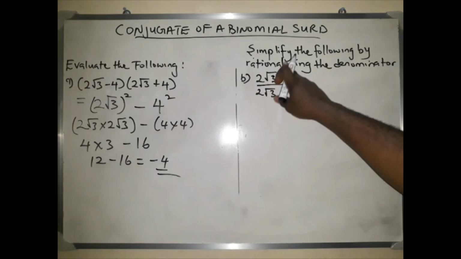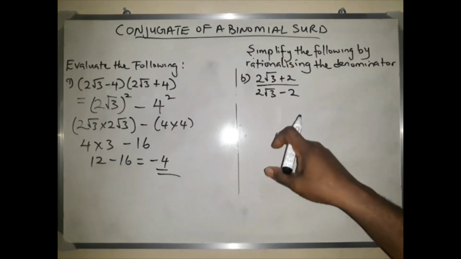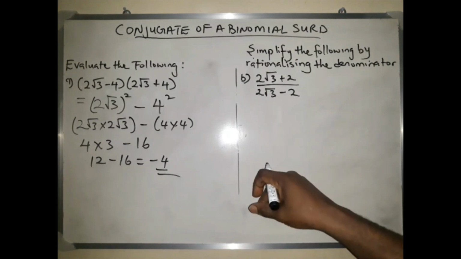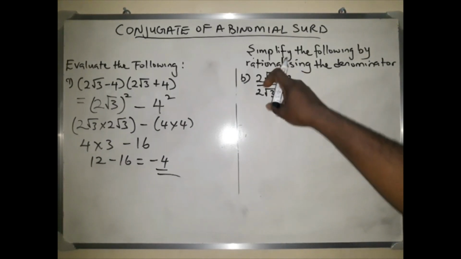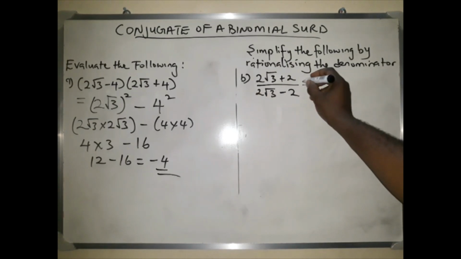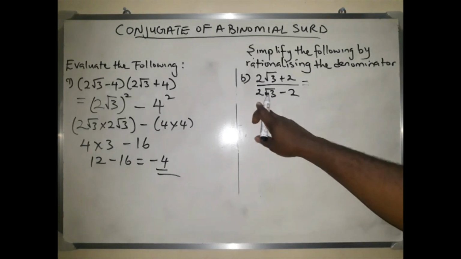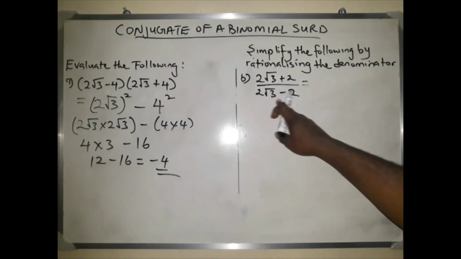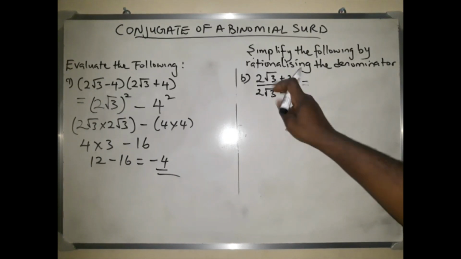What we have in the numerator is a binomial surd. What we have in the denominator is also a binomial surd. But now I want to rationalize it. So how do we rationalize it? We rationalize the denominator by multiplying both the numerator and the denominator by the conjugate of the denominator. And of course, we know the conjugate of the denominator is something that looks like this. The only difference is that we're going to change this subtraction to addition. So this is what it's going to give us.